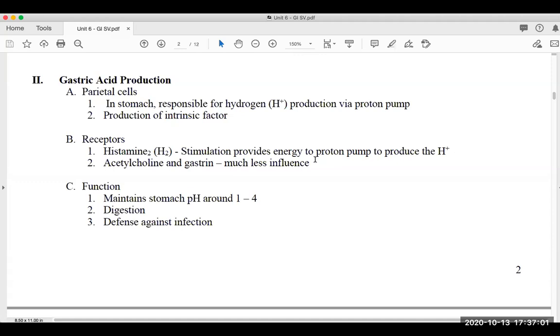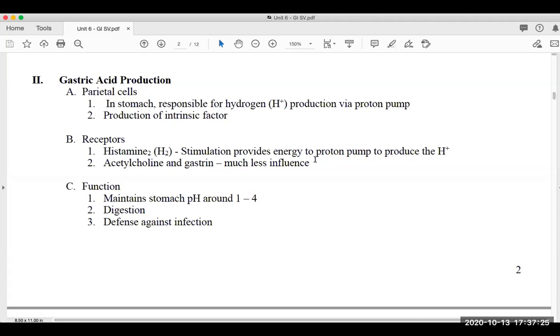Receptors. So remember when we talked in our respiratory lecture, we talked about different types of histamine, right? Histamine 1 and histamine 2. Remember, histamine 1 is our itch mediator, our allergic reaction mediator. Histamine 2 stimulation provides energy to the proton pump to produce the hydrogen ions, okay?